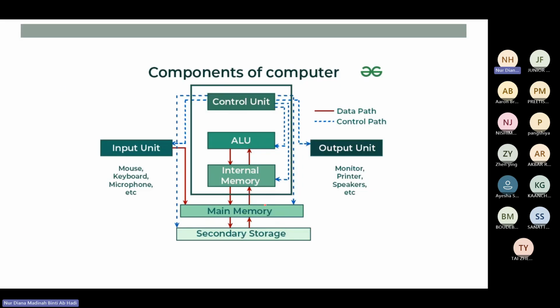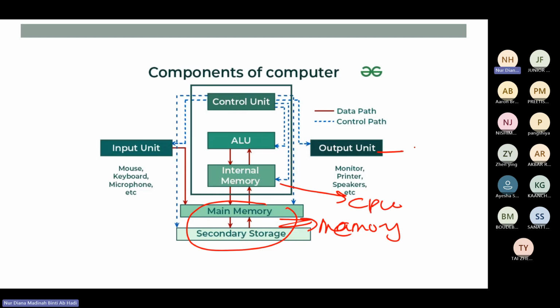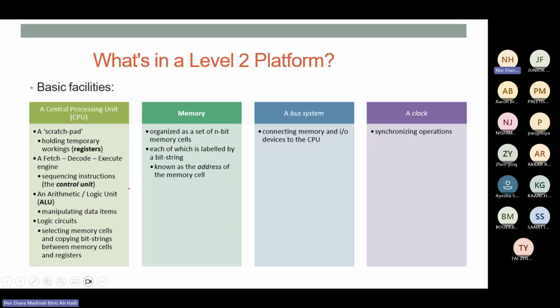So this one is the section of your memory. So this one will be the sections of your CPU. This one is your output, and this one will be your input. Okay, so what would be inside your level 2 platform? Okay, so just now I already mentioned you have your CPU, memory, bus system, and also your clock.